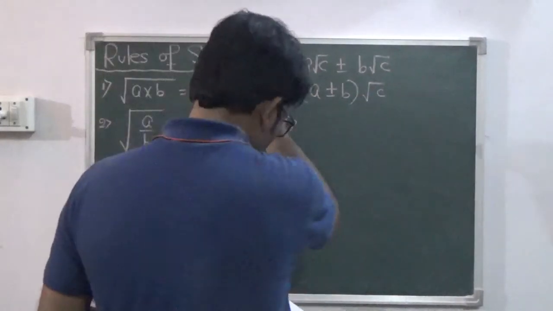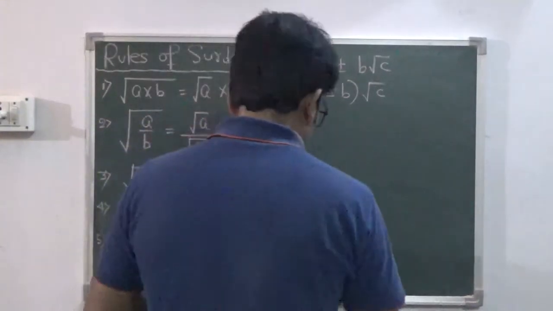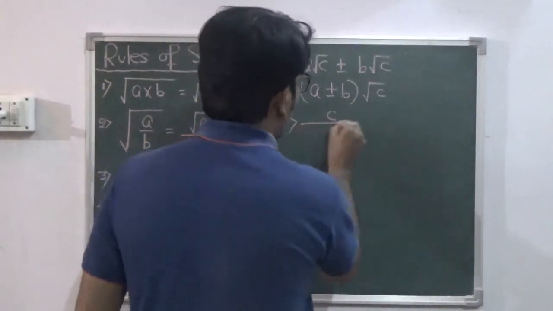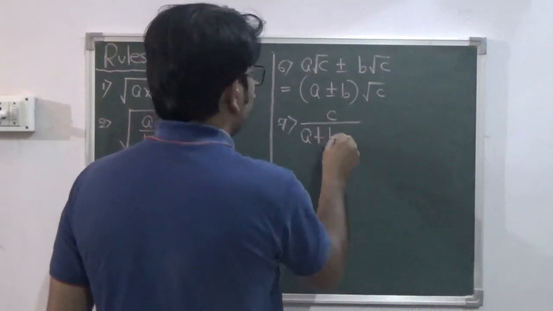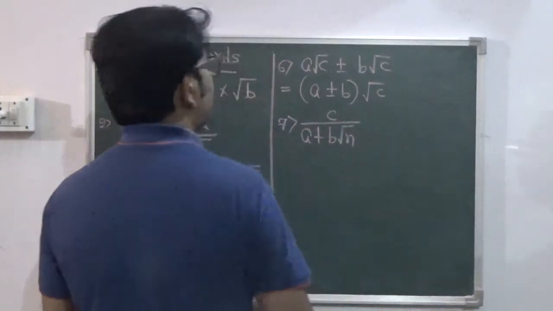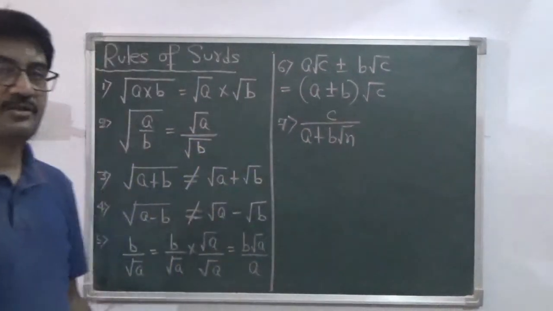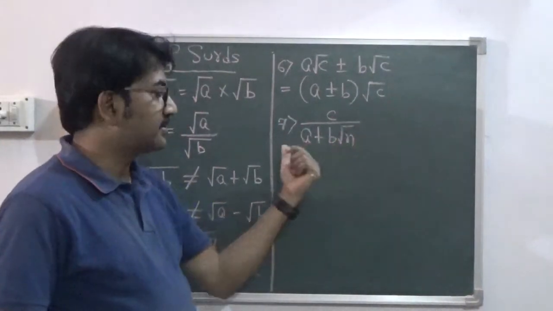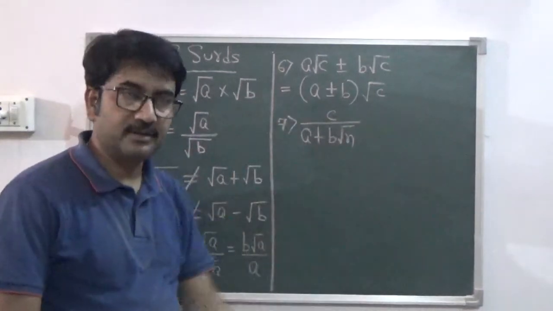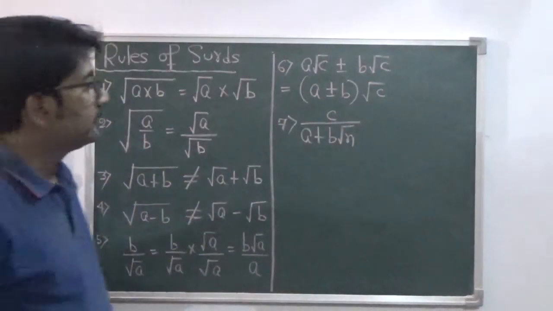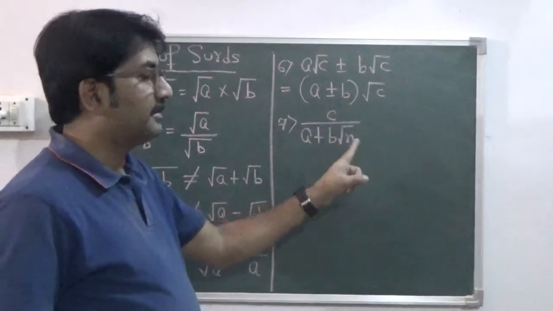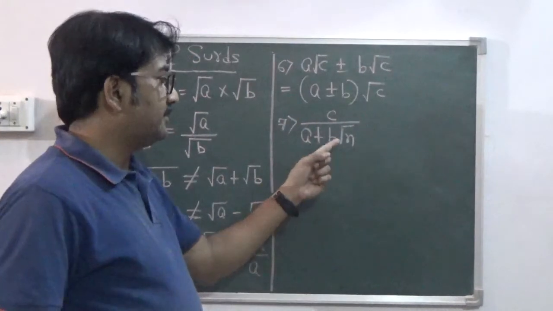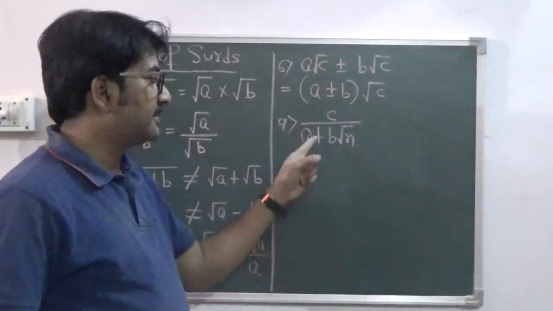Number 7, we have another rule, that is C by A plus B root over n. You can see it is a mixed irrational number, that means it has a rational part and an irrational part. Rational plus irrational is equal to irrational. So here we will multiply the denominator by its conjugate. Conjugate means A minus B root n is the conjugate of A plus B root n.